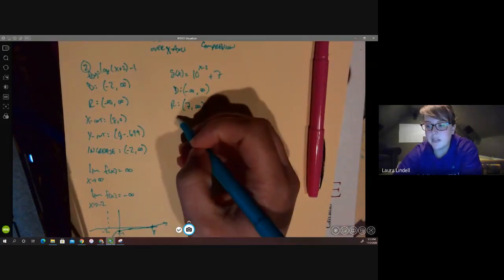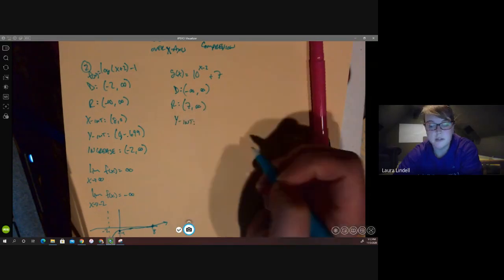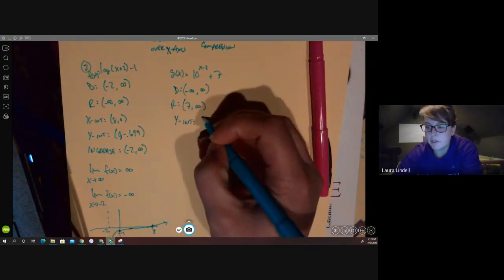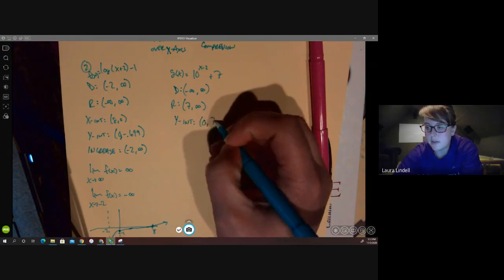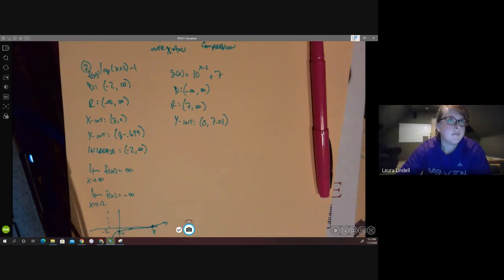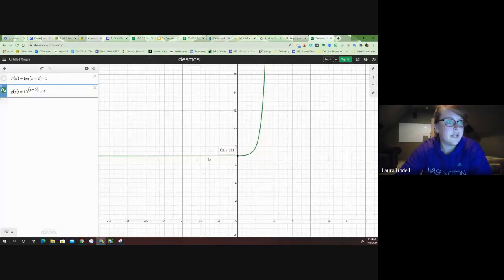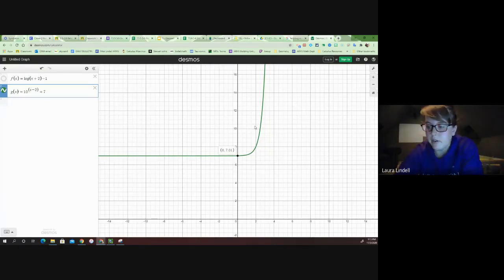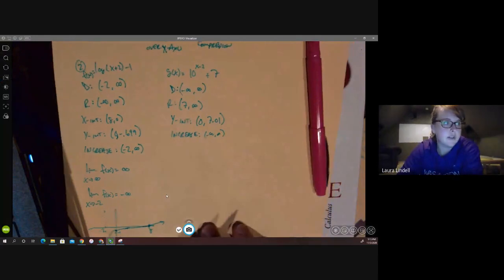There is no x-intercept for this, but there is a y-intercept. And the y-intercept was at (0, 7.01), where we clicked on that. And this function is increasing on the entire domain, so negative to positive infinity. This thing is always increasing. So it has an interval of increase, but no interval of decrease. So we have only increase here.